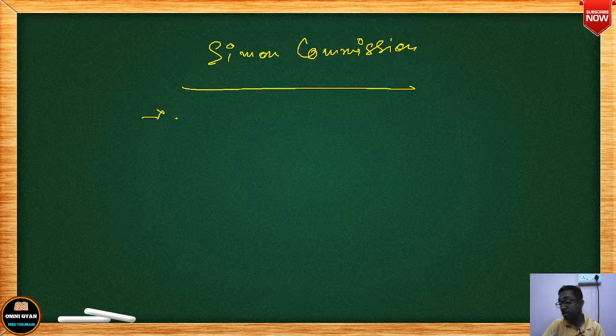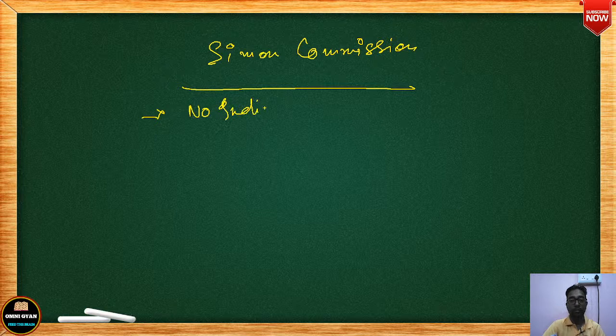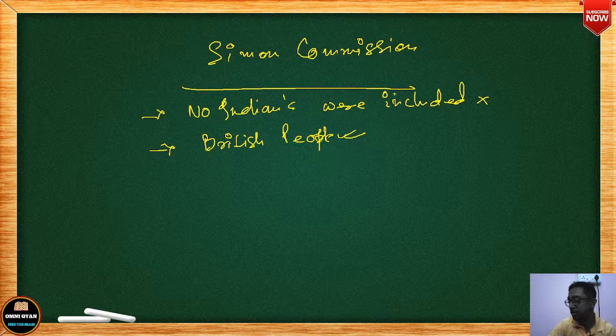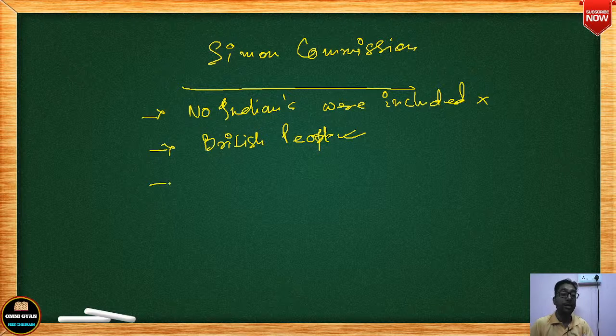In the Simon Commission, first of all, it was not approved by the Indian leaders of that time, and I'll tell you why. First of all, no Indians were included in the Simon Commission. All the members were white people, the British. This was highly protested by our leaders at that time.